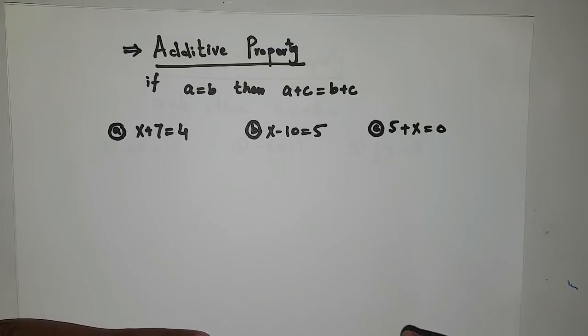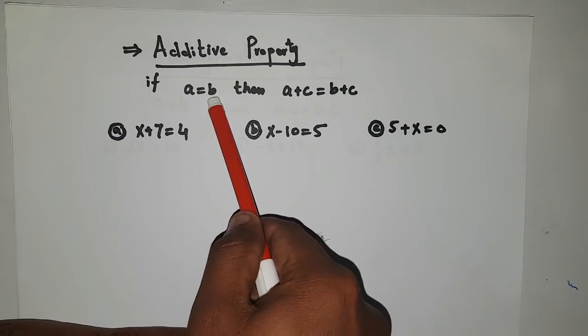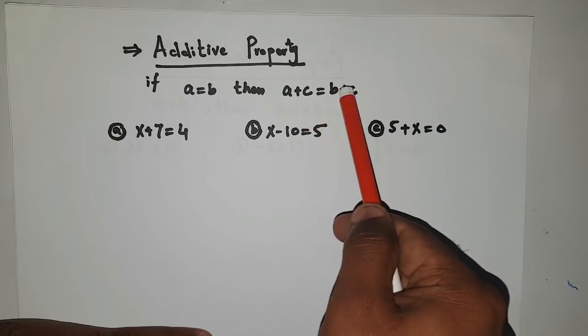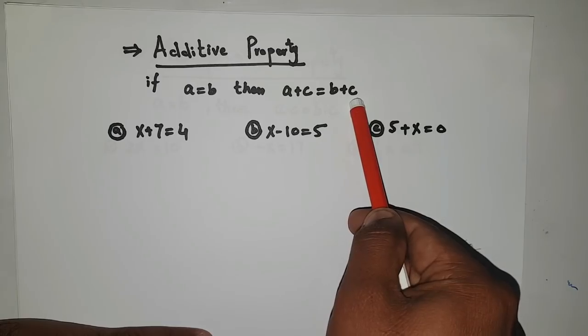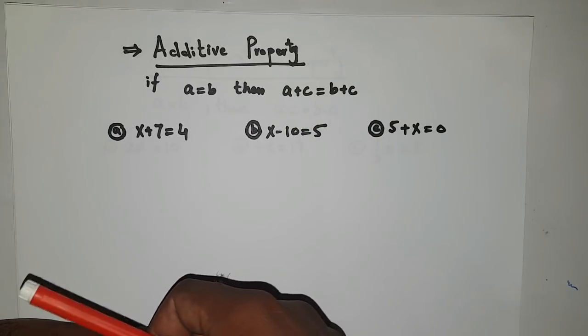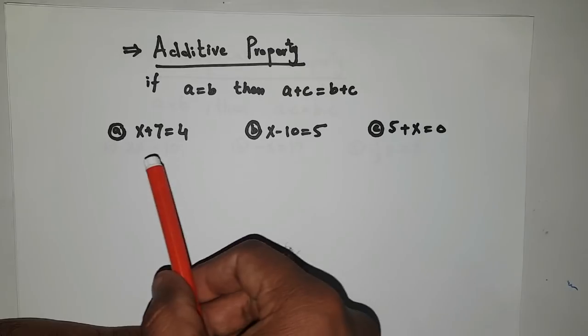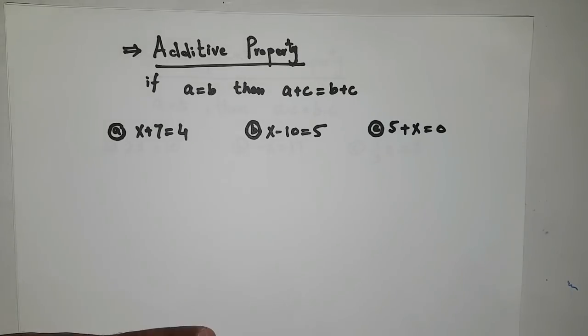The next one is the additive property. This property says that if a is equal to b and we have a number c, we can add the number c on both sides to get a plus c is equal to b plus c. This is a very interesting property of equality which we mostly use while we are solving equations. Now we will solve some equations by using the additive property.